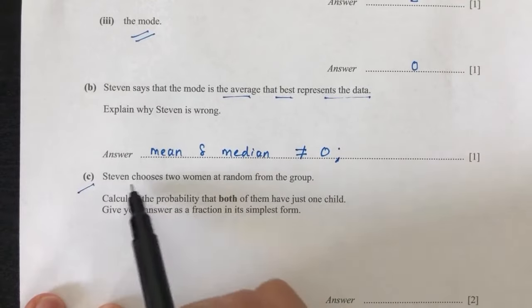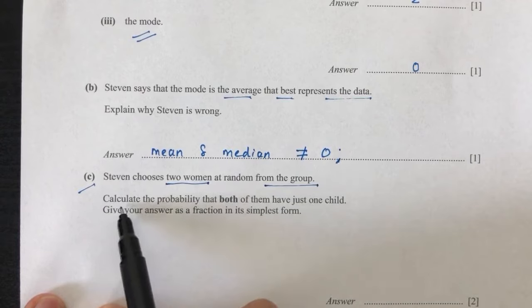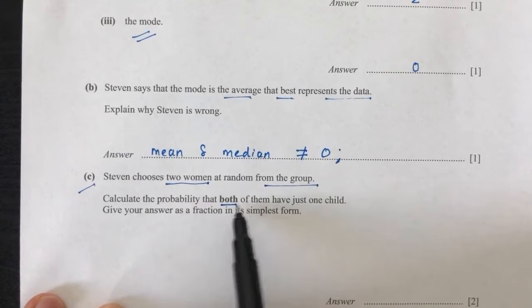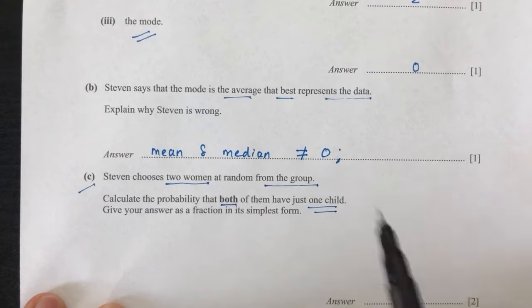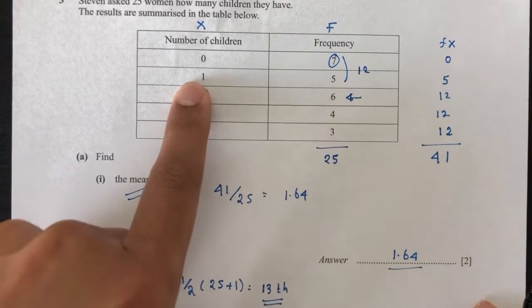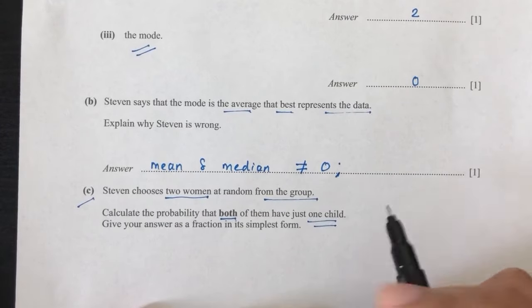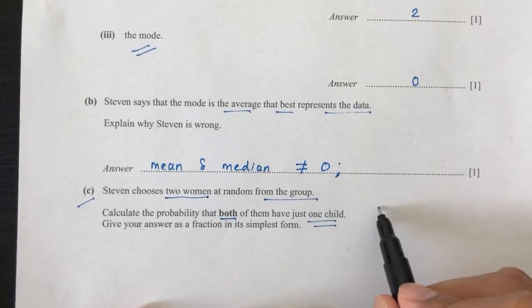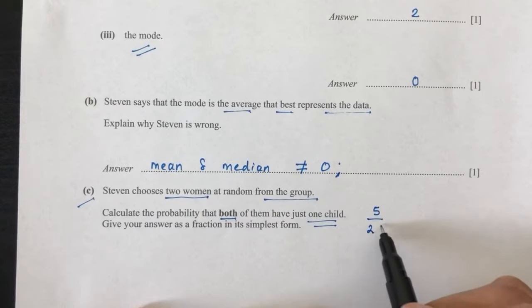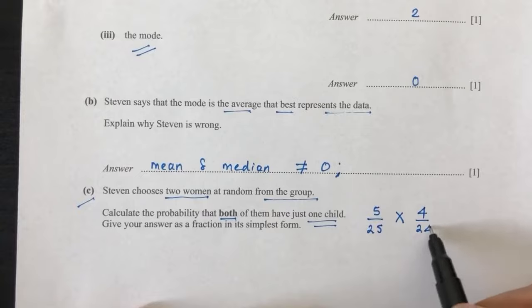So part C, Stephen chooses 2 women at random from the group. Calculate the chance that both of them have 1 child. As you can see, we have only 5 women who have 1 child. So for the first one to have 1 child, we have 5 over 25. For the second one, it will be 4 over 24. I hope that makes sense.